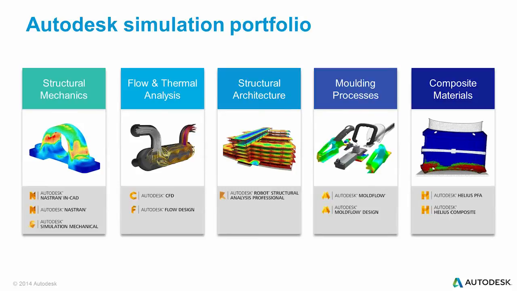For structural mechanics, we have a variety of products, which I'll come on to in a moment. We have CFD for flow and thermal analysis. We have structural analysis with our Robot product, looking at large buildings typically made from steel and concrete. It does code checking for all the countries around the world. If you're looking at plastics, then we have Moldflow technology to predict how they will be manufactured and the quality of these parts. We also have composites analysis.